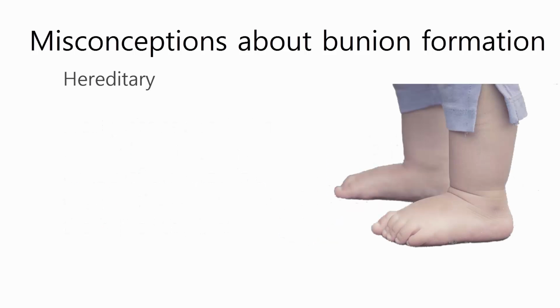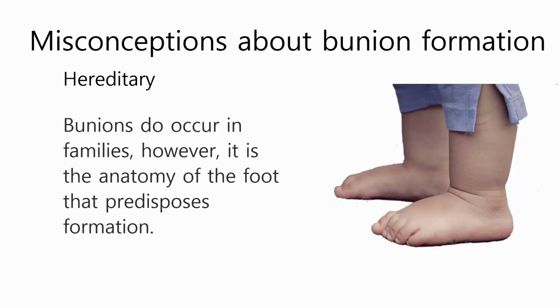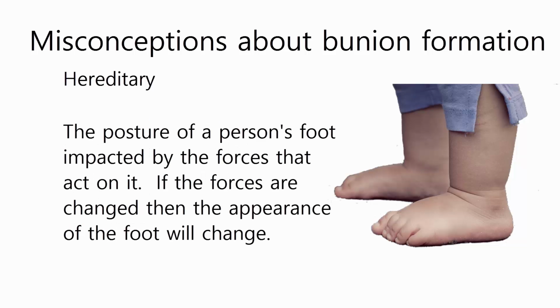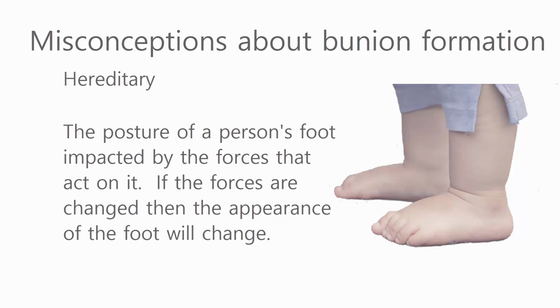When we talk about hereditary, while many bunions do occur in families, it's the anatomy of the foot that predisposes the bunion to form. The posture of a person's foot is impacted by the forces that act on it. So if the anatomy of a foot and the forces are changed, then the appearance of the foot will change. If you were born with a predisposition to bunion formation and you do nothing, then you will likely form a bunion. But if you're able to change the forces acting on the big toe joint, then you can do something to prevent bunions from occurring.